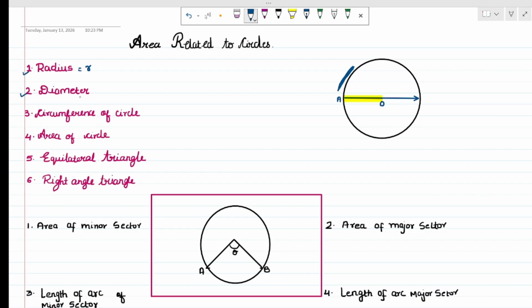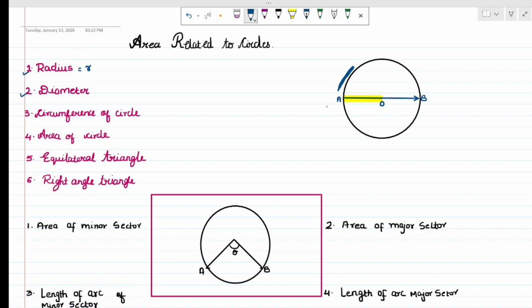Next term that comes in our picture is diameter. Okay, second term is diameter. Now what does a diameter mean? A diameter means an edge to edge connection, a line joining one edge to another edge. Okay, so A is at one edge and on the opposite side I have got my B. So line AB becomes the diameter of the circle.